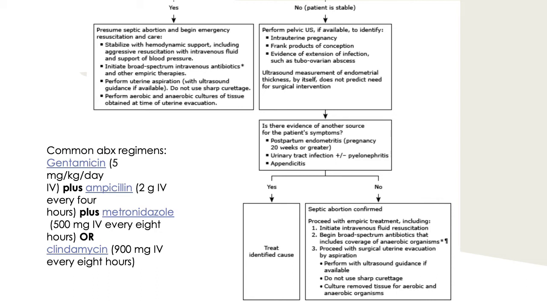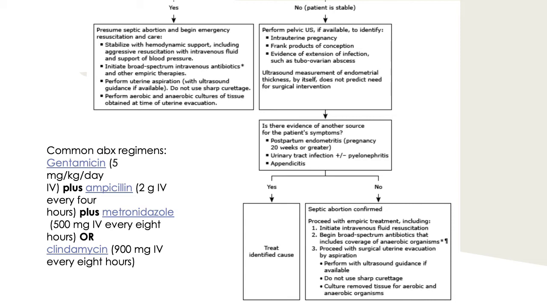Again, ultrasound measurement of endometrial thickness by itself does not predict need for surgical intervention. However, an endometrial thickness greater than 1.5 centimeters does increase our suspicion for retained products of conception.